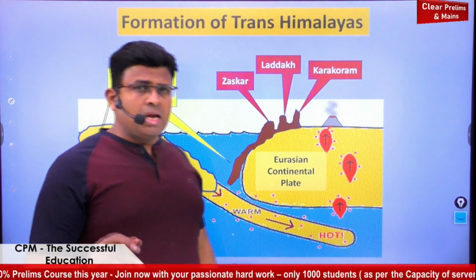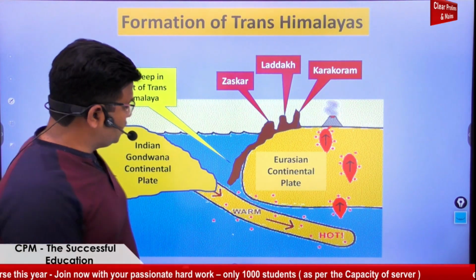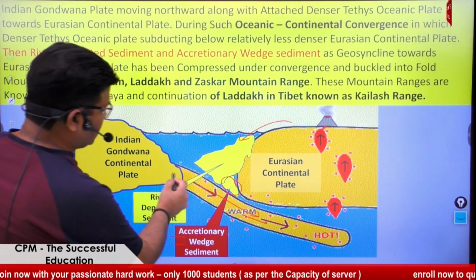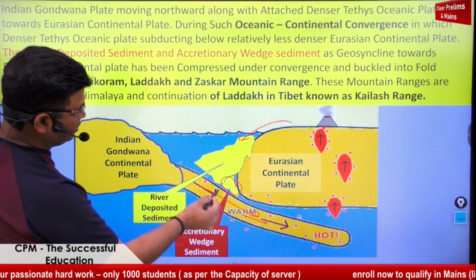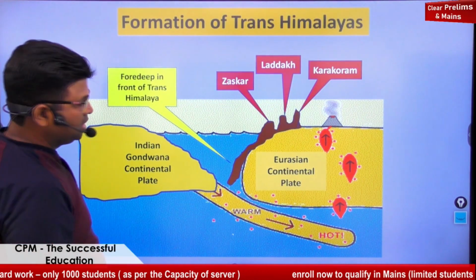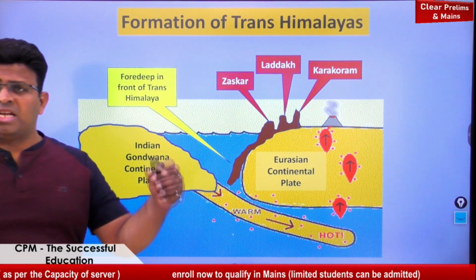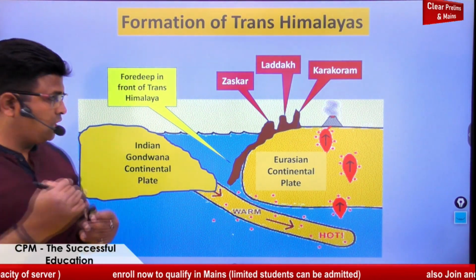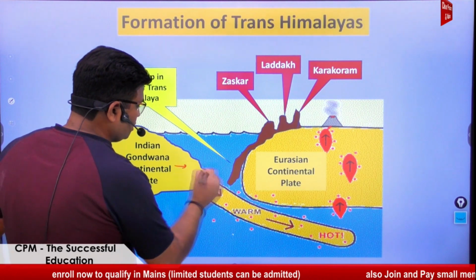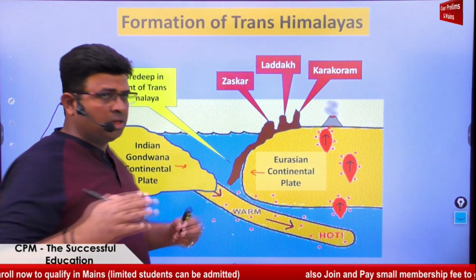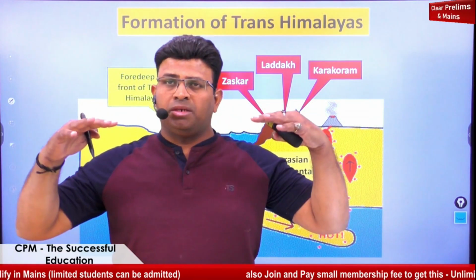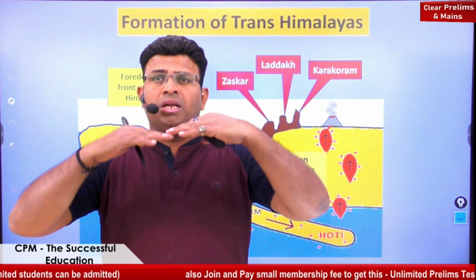Understood it? Now these two plates were a little far away. Now you can see that they are closer. What happened? The ocean part has been subducted. Now there is a head-on continental collision, no subduction. So here it is a head-on continental collision.